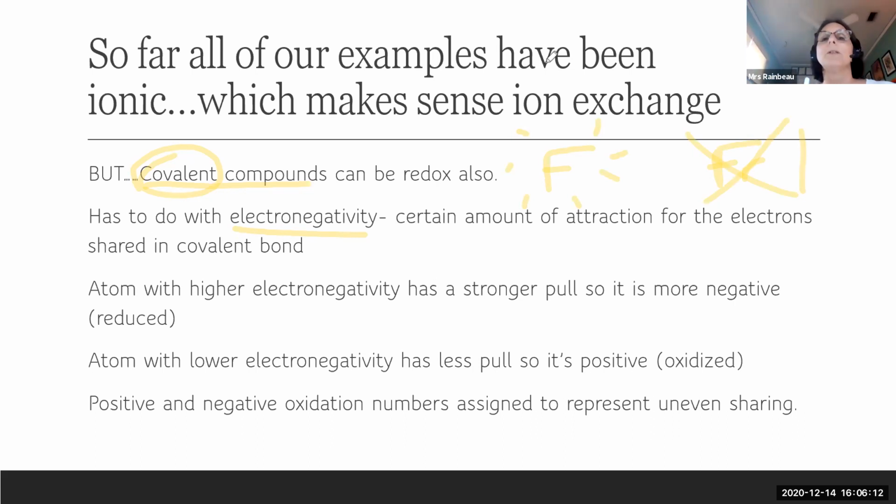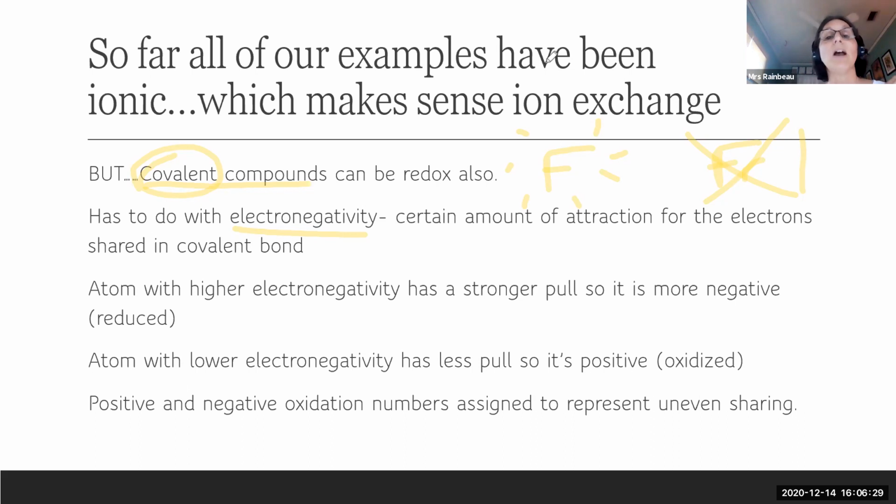And then you have everything in between. So if you don't remember electronegativity and periodic trends with electronegativity, go back to Module 2, 2.07, and just refresh your memory on how to determine electronegativity on the periodic table. Or you can just get a periodic table that has the electronegativities on it.